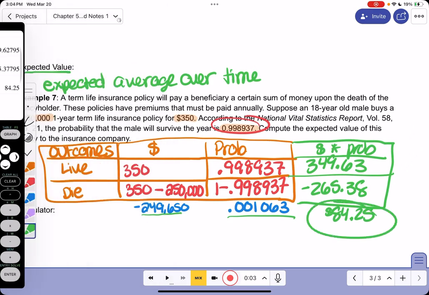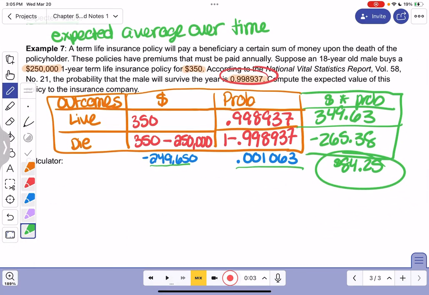So what that means is if they insure a whole bunch of people with these same costs and probabilities, they're going to make an average of $84.25 per person. So they're going to have some people live. They're going to have some people die where they have to pay out, but they're going to make enough from the people living that it's going to average to a profit of $84.25 per person.